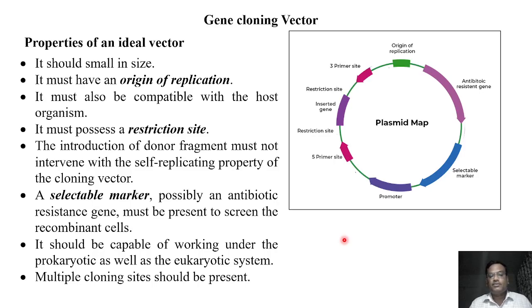Multiple cloning sites must be present. So more cloning sites, so restriction sites. The more restriction sites, the more useful it will be. You can introduce more genes with the help of more restriction sites.